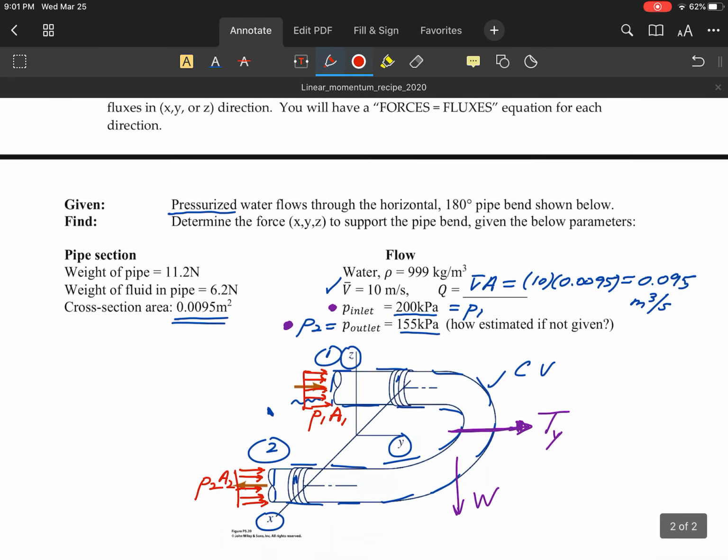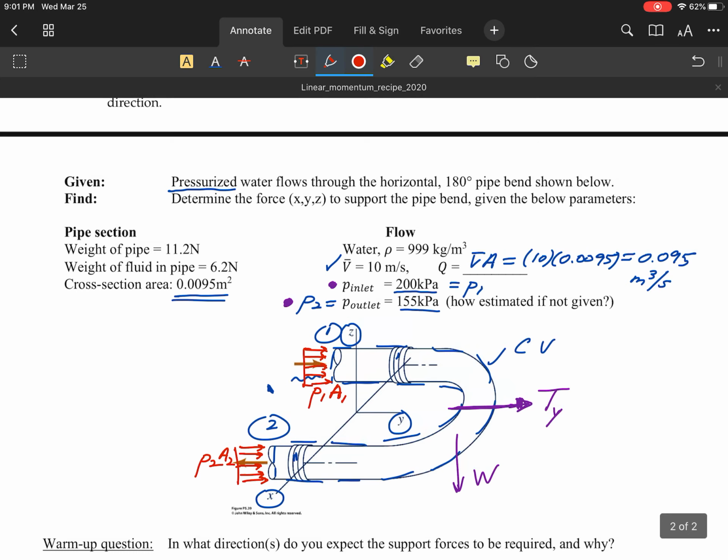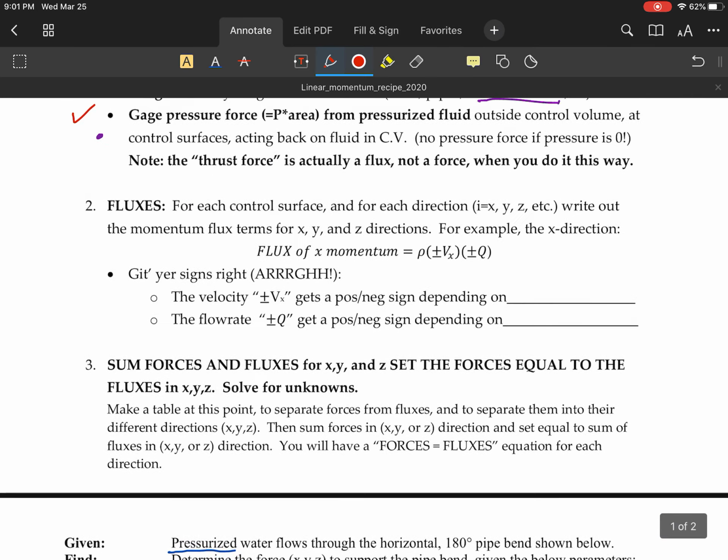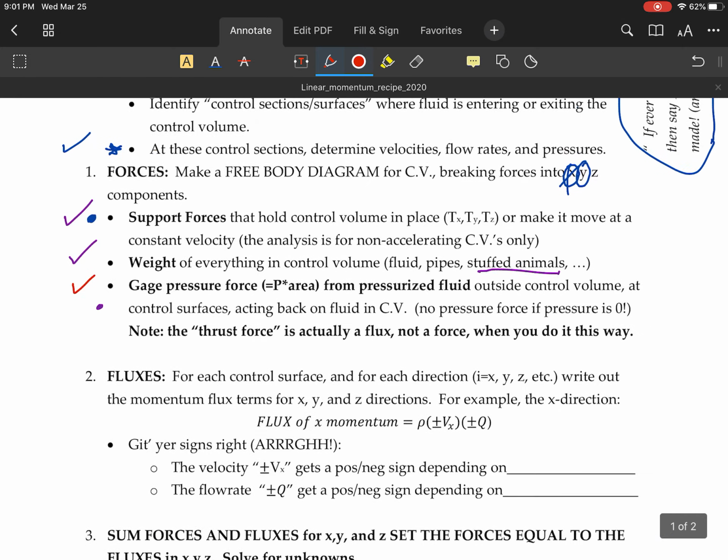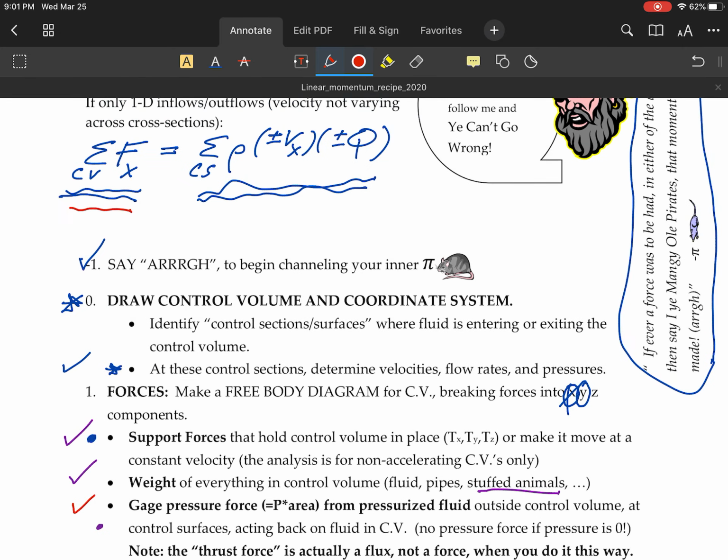So you might think, oh, what about this thrust force and things like that? Do not add that in as a force, okay? That comes out of all this, okay? So just stick with me for a sec. So that was the left-hand side of the equation, okay?